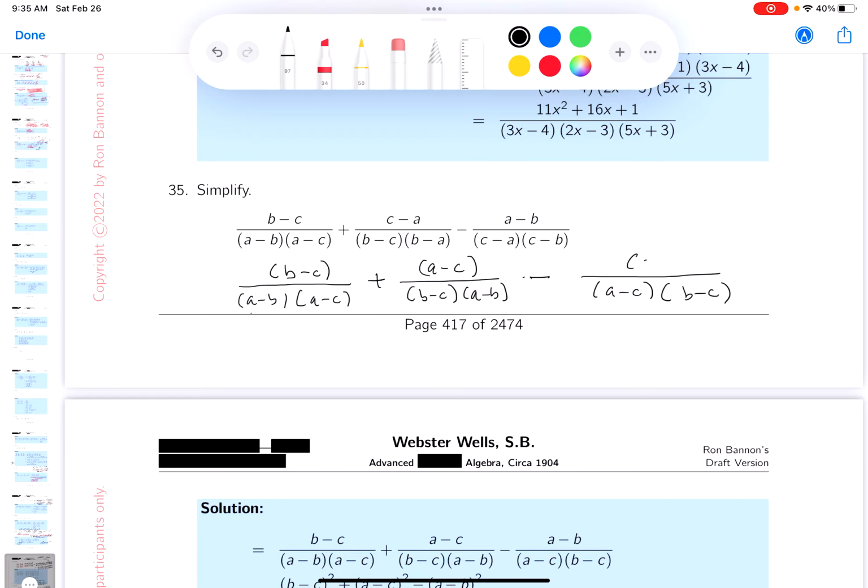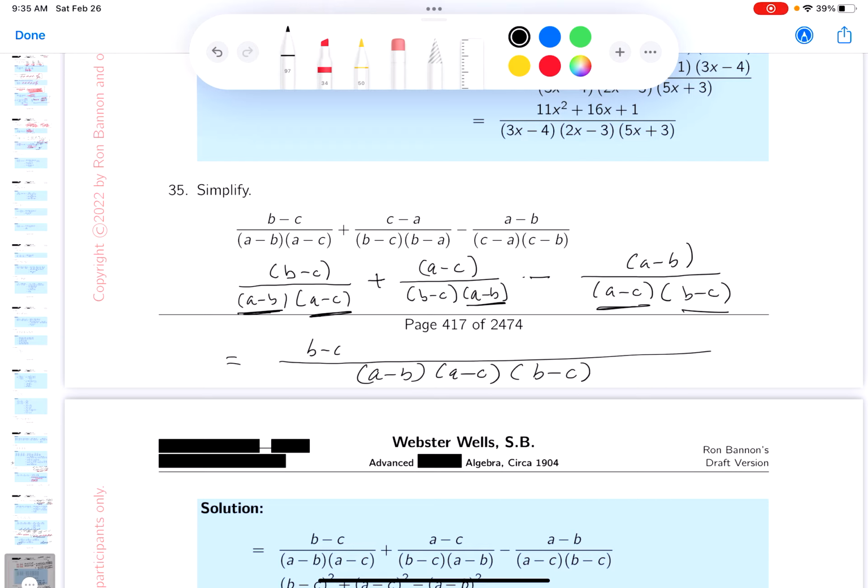And let's write this down for you. The common denominator is A minus B. I see that here, and I see it here. A minus C. I see that here, and see that here. And last but not least, B minus C. I see that here.